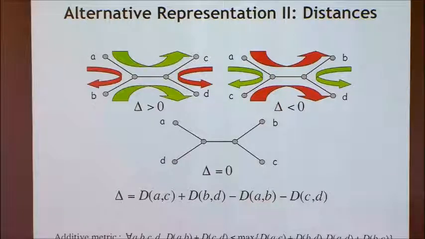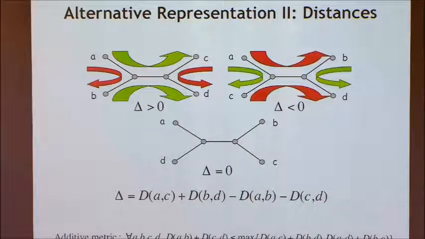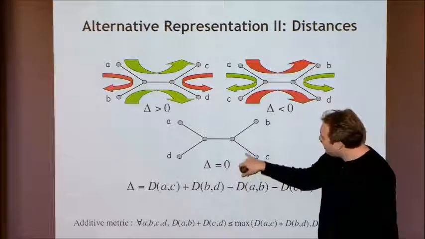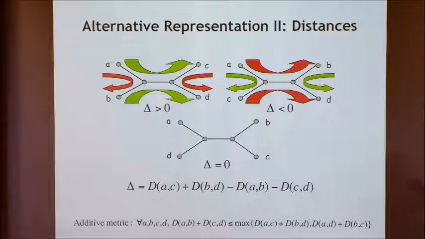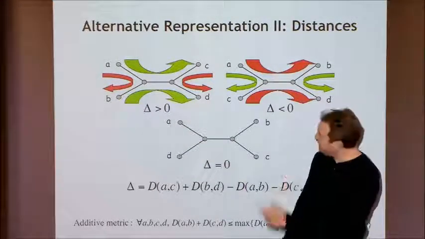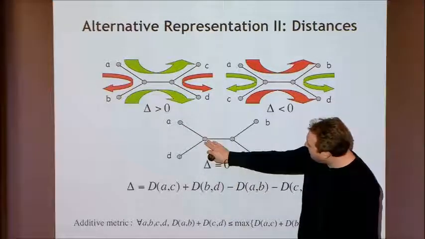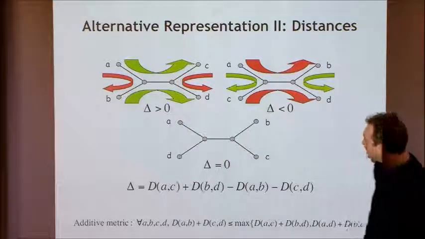Here's another representation. I can think of the tree as a notion of distance, a metric on the leaves. And that's directly related to the high-level idea that I just told you about. Suppose that I take this tree here and I assign to every edge a positive weight. This weight could be, say, the time elapsed between these two speciation events, or it could be the expected number of mutations in a gene along that branch of the tree.